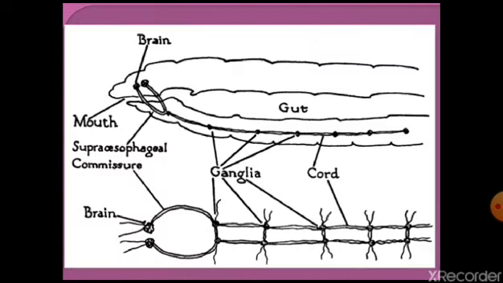Here you can see the brain, which lies on the ventral region. There is the nerve cord, ganglia, and brain.